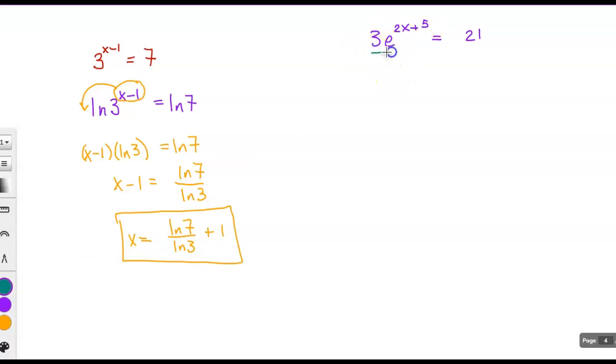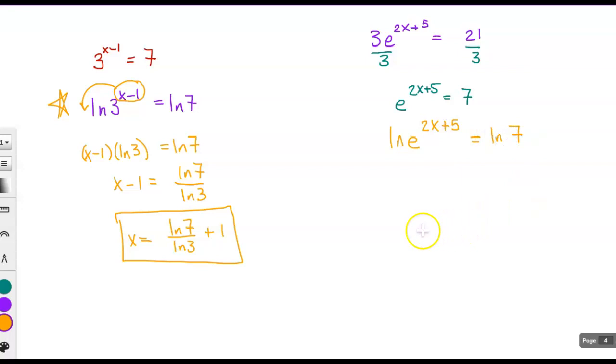Okay, so we're going to divide by 3 on both sides, and we would get e to the 2x plus 5 equals 7. And now to get that exponent to come down, just like we did over here, you take the natural log of both sides. So ln e to the 2x plus 5 equals ln 7.